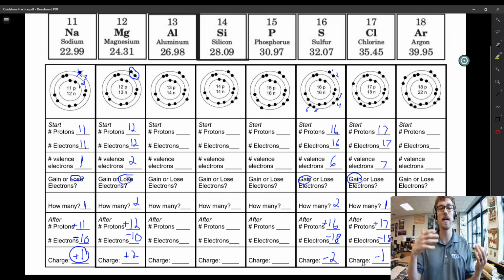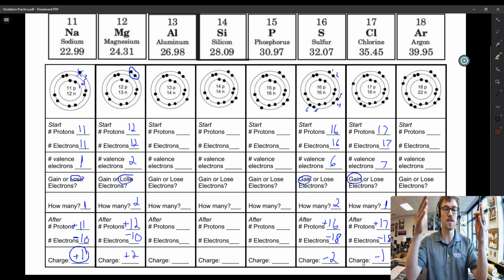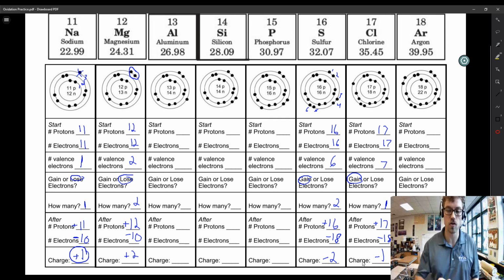Now remember that this is depending upon the number of valence electrons, right? So within the same group on the periodic table, you're going to have the same number of valence electrons. And because you have the same number of valence electrons, you're also going to have the same oxidation number.